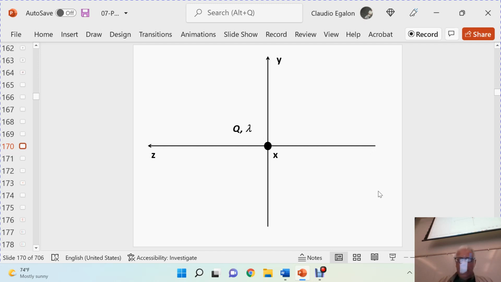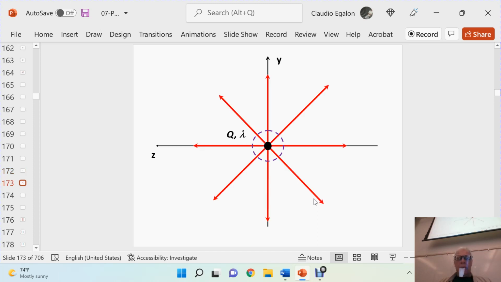So because this situation here has cylindrical symmetry, I can draw my Gaussian surface around the axis of this rod. What you have here is a cylindrical surface of radius r, by the way.